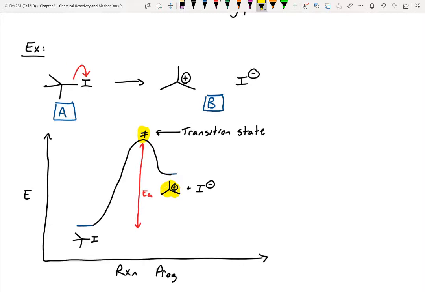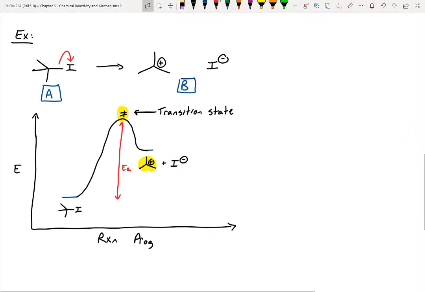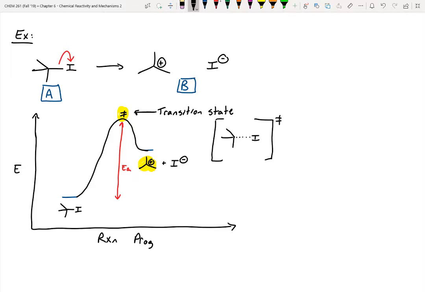So let's try to make sense of what this transition state might look like. In the transition state, we said that's the state in which bonds are being made or broken. We know we're breaking that bond between carbon and iodine, so I'll show that as a dash bond. And then we show this in brackets too with the double dagger on the outside to indicate this is a transition state. It's not something we can bottle up. I'm missing something though. Is the iodine truly neutral in the transition state?